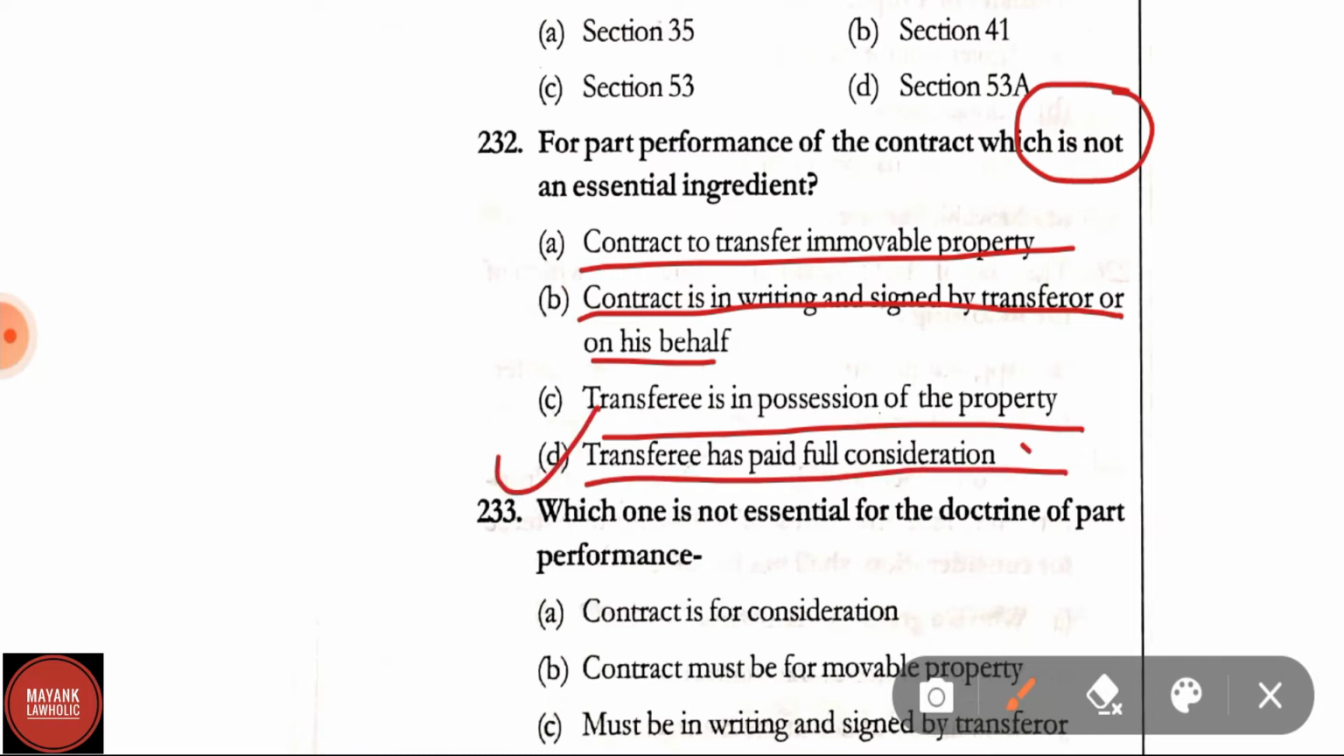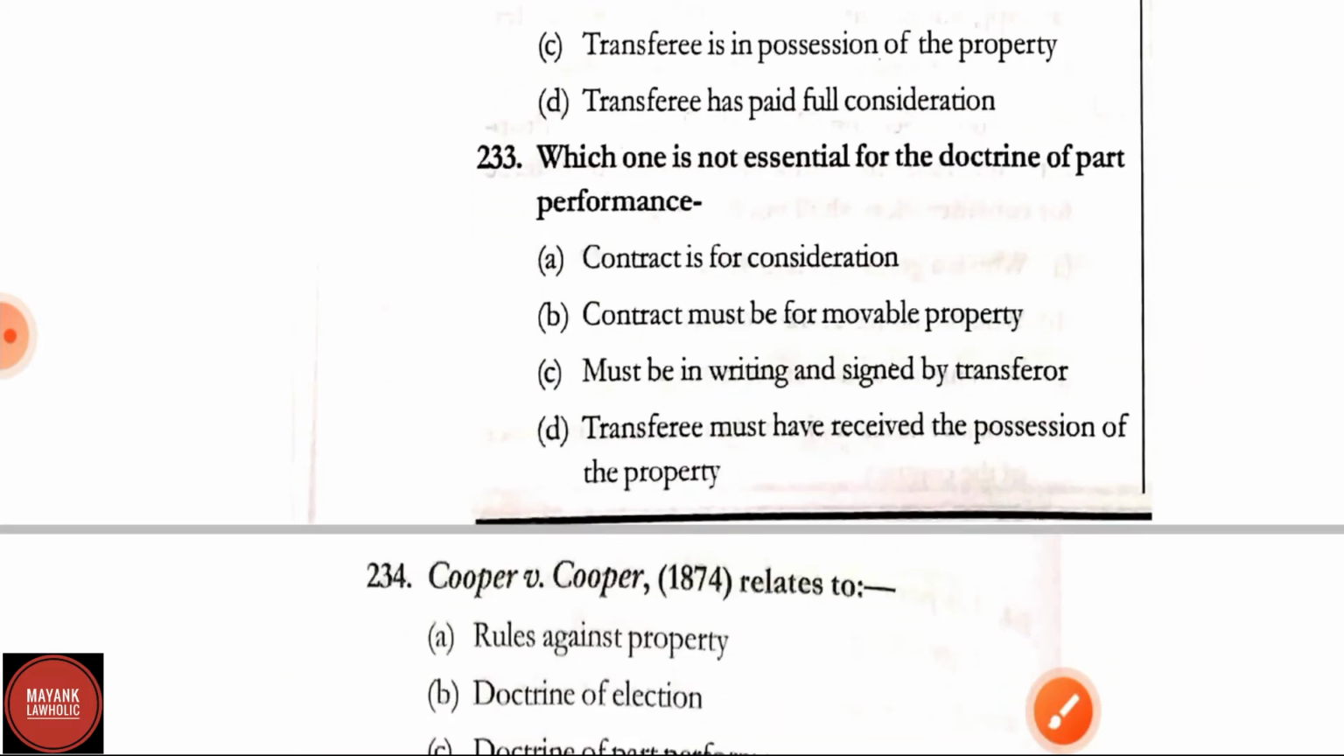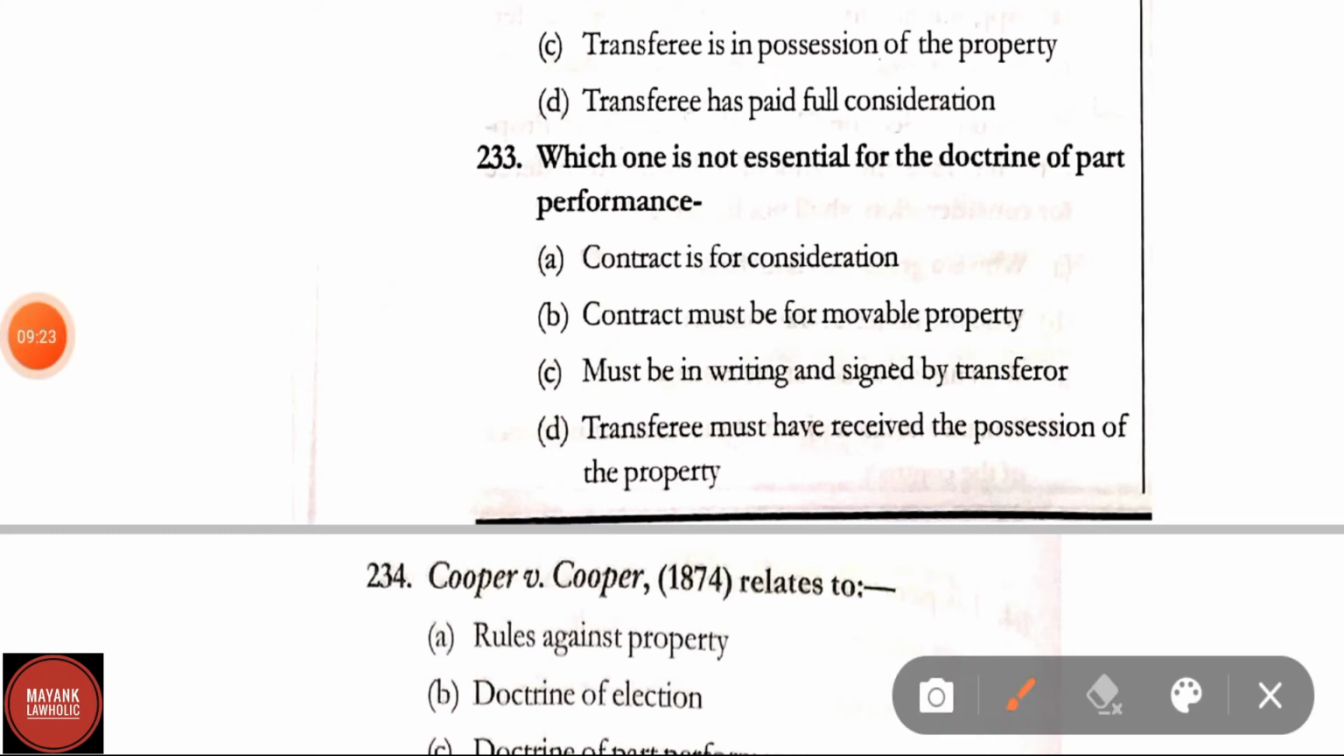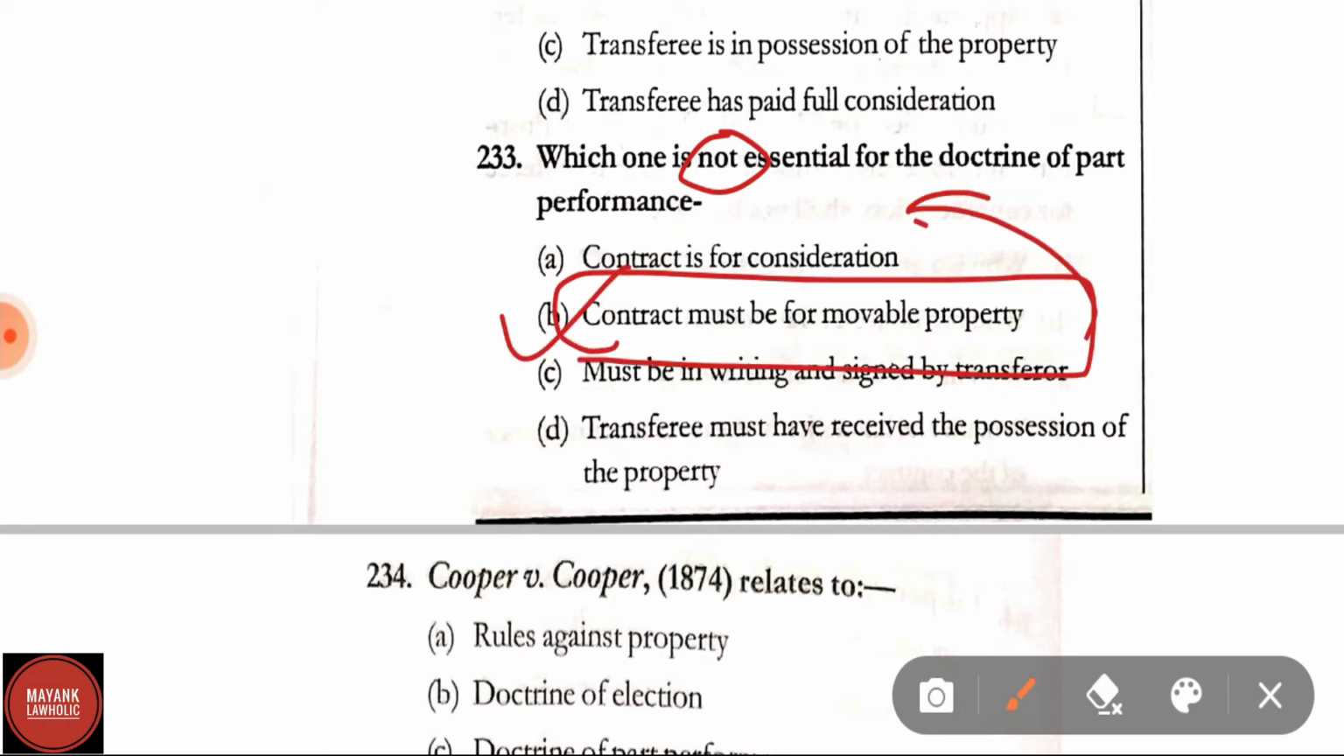Option D, transferee has paid full consideration, is not an essential ingredient for the part performance of contract. Question number 233. Which one is not essential for the doctrine of part performance? Options are: contract is for consideration, contract must be for movable property, must be in writing and signed by transferor, the transferee must have received the possession of the property. Here the correct answer is option B. Contract must be for movable property is not essential for the doctrine of part performance.